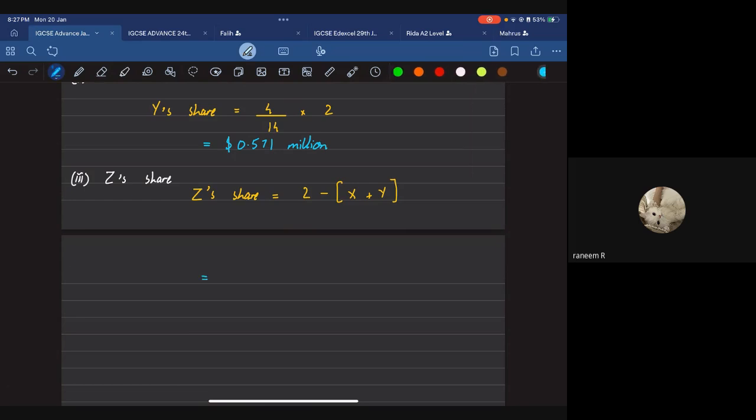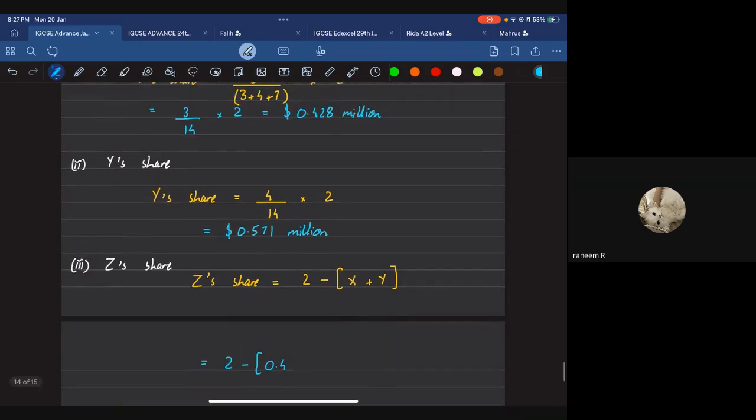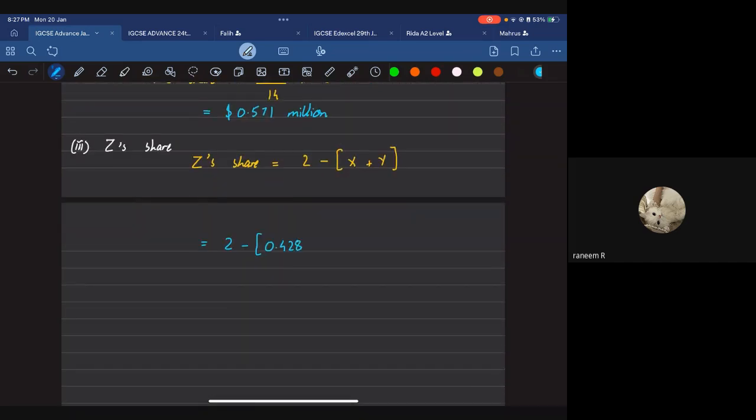This should give me 2 minus the share of X, which was 0.428, sorry, plus 0.571. Calculate this. I think it should give us 1 million. Almost. Rounding it off. Yes, are we getting the same answer, guys? Yes. All right. And if you want to do it the other way around as well, be my guest.